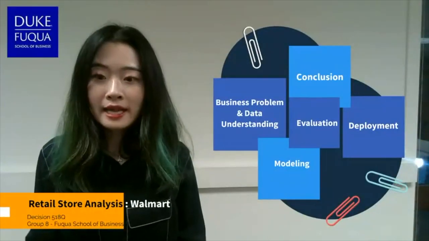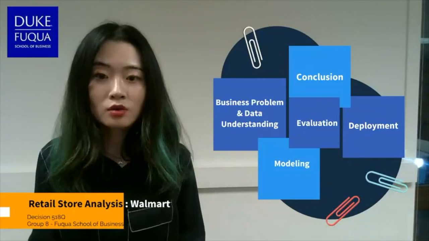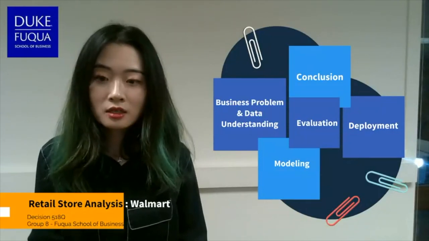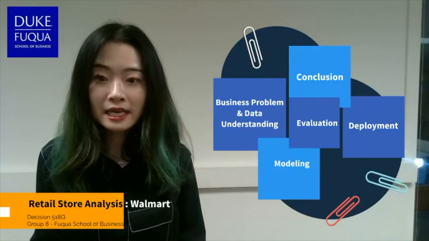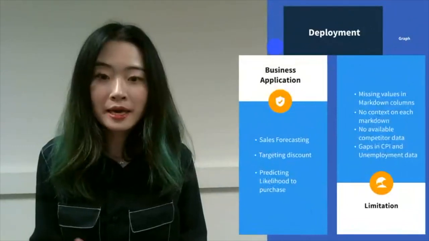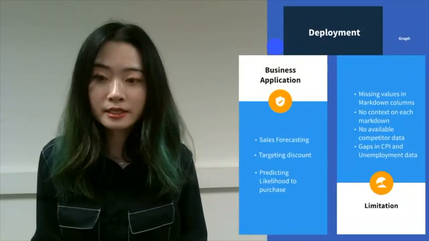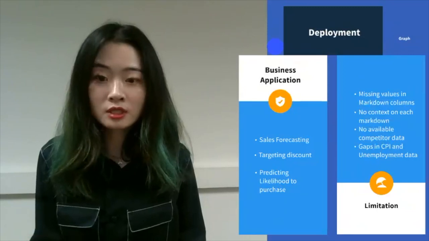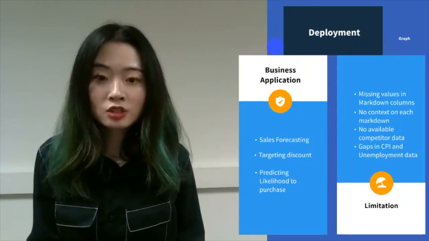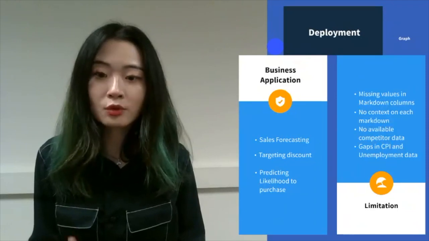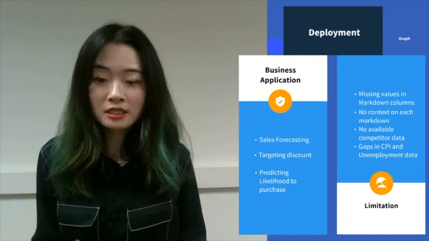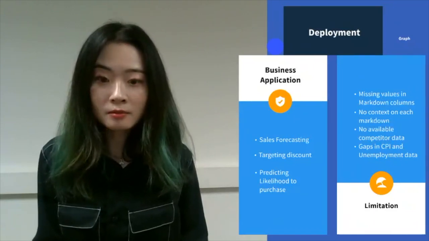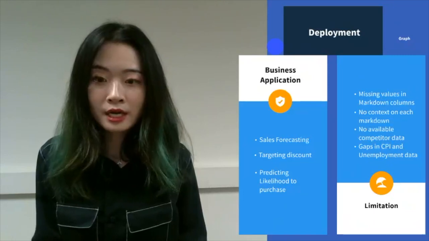For deployment, Walmart and other retail stores in the US can use our model and data analysis for sales forecasting, targeting discounts, and predicting likelihood to purchase. First, Walmart can have an insight into weekly sales for the future, help to make business decisions, and determine their performance. Second, some of the markdowns push sales to reach the peak. Therefore, in-store managers are enabled to determine what kind of promotion they will use to stimulate consumption. Third, we found CPI significantly impacts sales. It is used to adjust consumers' income so that it determines their purchasing power, which directly impacts weekly sales.